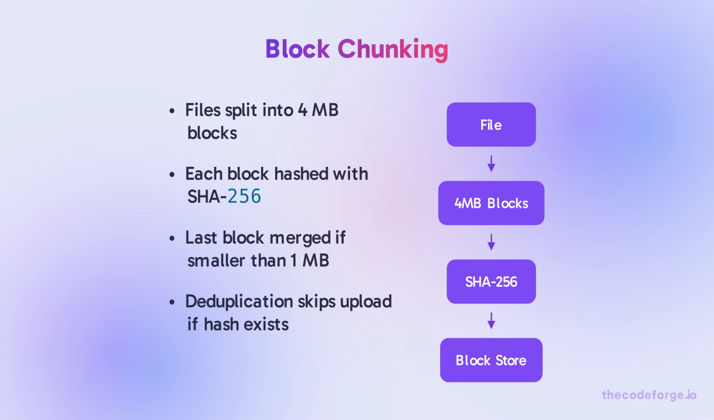Every file is split into 4 MB blocks. The last block may be smaller and is merged with the previous block if under 1 MB. Each block gets a SHA-256 hash. The block store is content addressable. Blocks are stored at paths like /blocks/#0, 2/#2, 4/#. If the hash already exists, the upload is skipped, achieving deduplication.